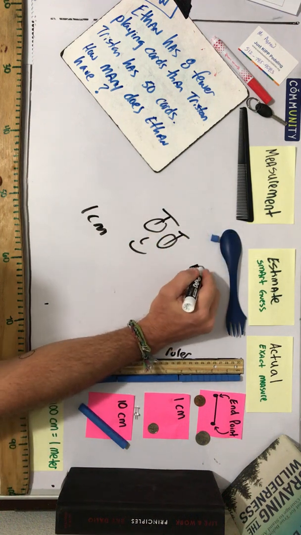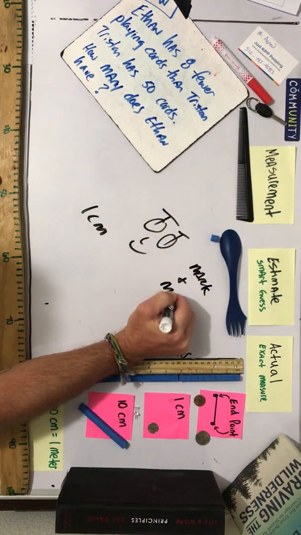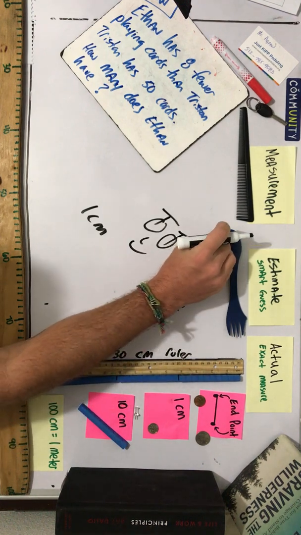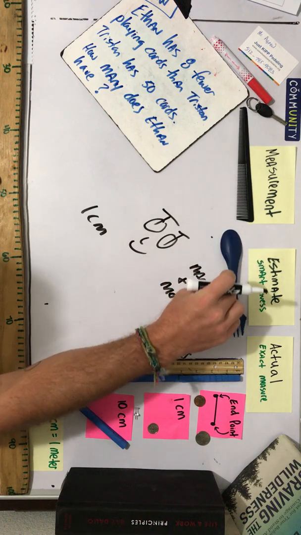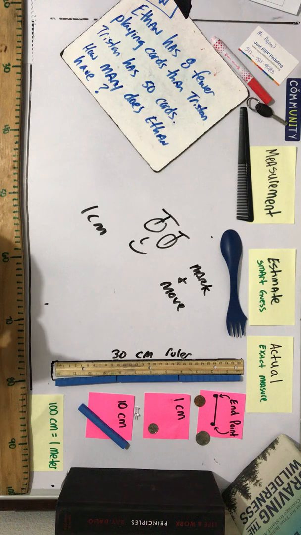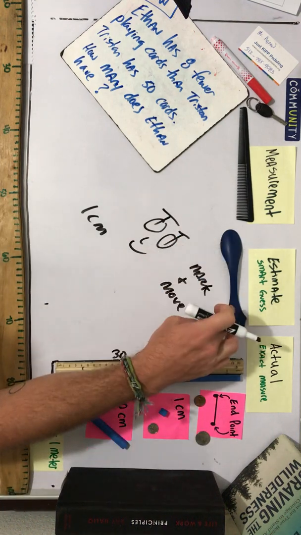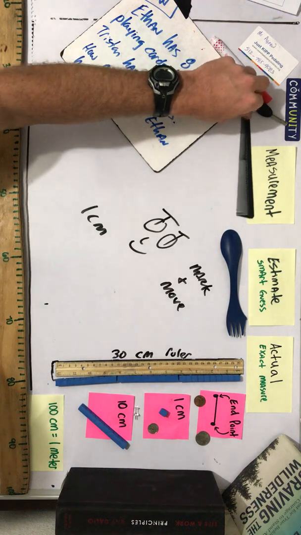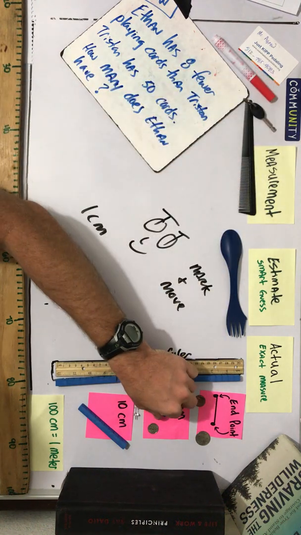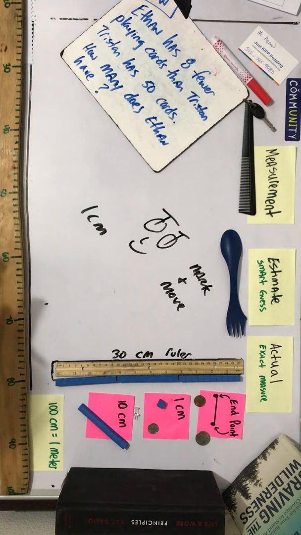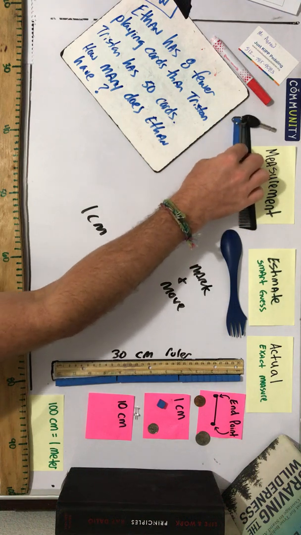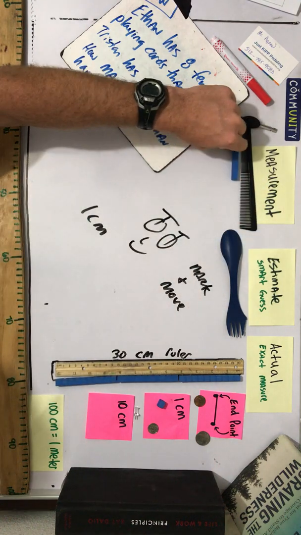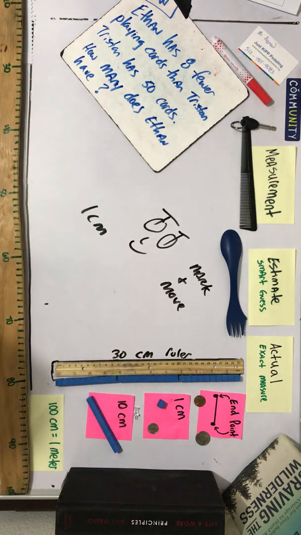We talked about our mark and move strategy, where you line it up, you mark it, and you move it, and you mark it, and you move it. We used 1 centimeter to measure smaller things, like a fork or a comb, or maybe a key. If it gets a little bit bigger, we might need a 10 centimeter long measuring tool. Okay, this is a base 10 block. That's 10 centimeters. Or if it gets even bigger, we have to use our ruler. We're going to be using our ruler some today.